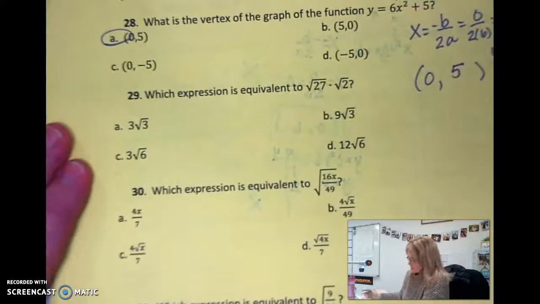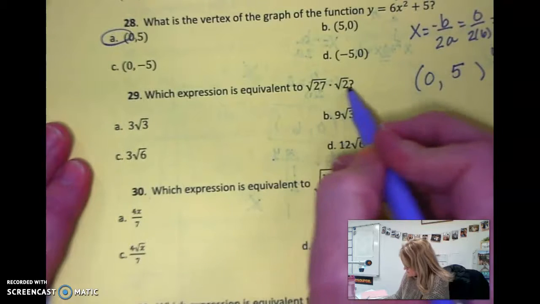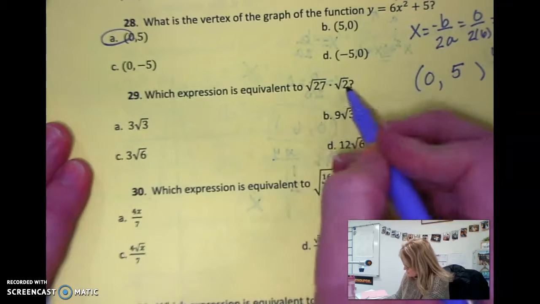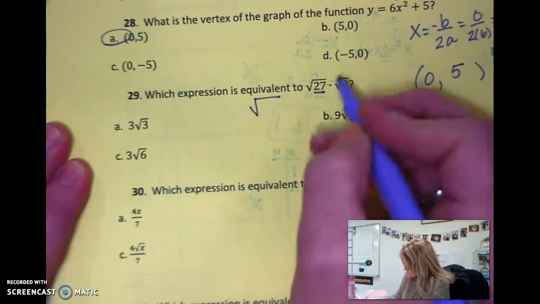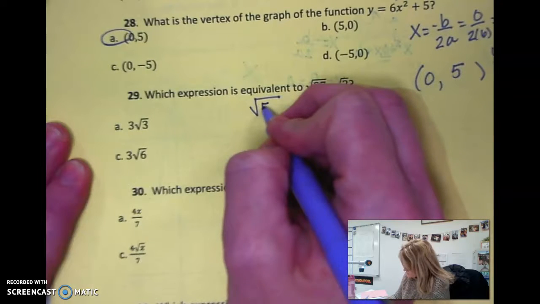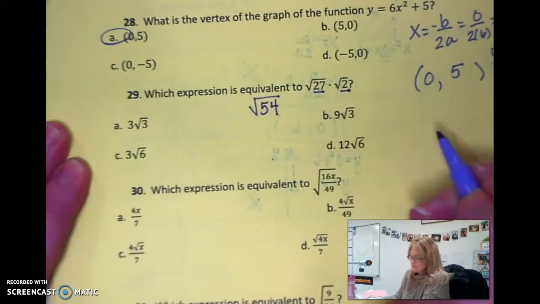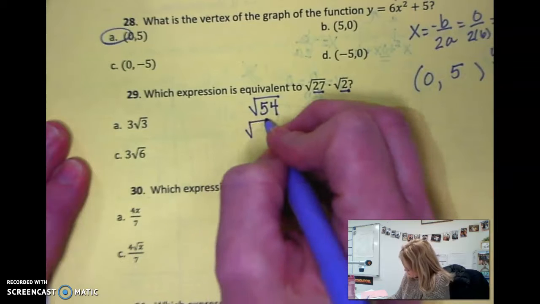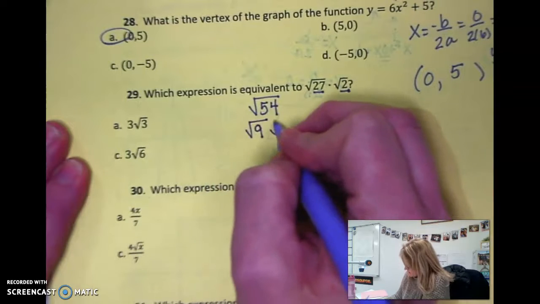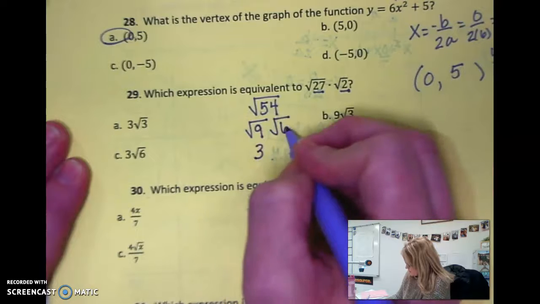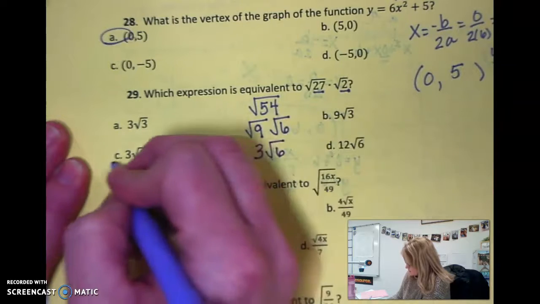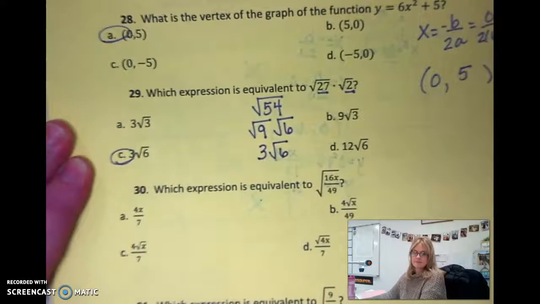What is equivalent? Well, remember, these are radical square roots. You can combine them. So the square root of 27 times the square root of 2 is the same thing as the square root of 54. 54 has the perfect square of 9 in it. So 9 times the square root of 6. The square root of 9 is 3. We do not know the square root of 6, so my answer is C.